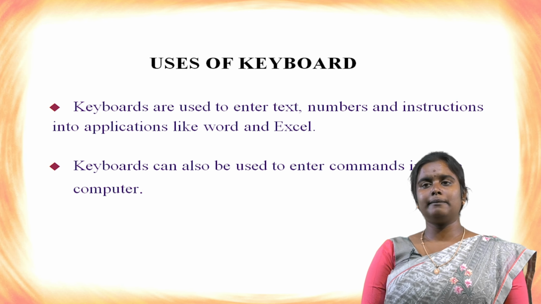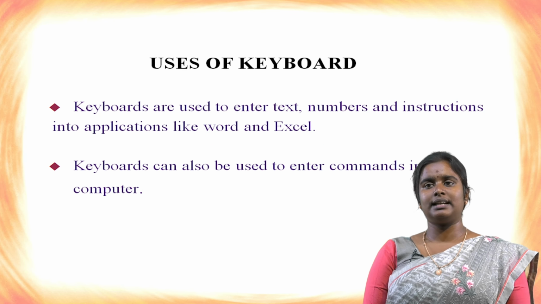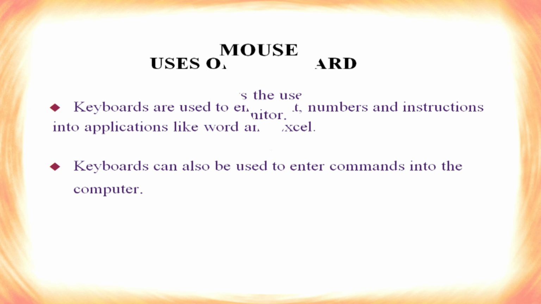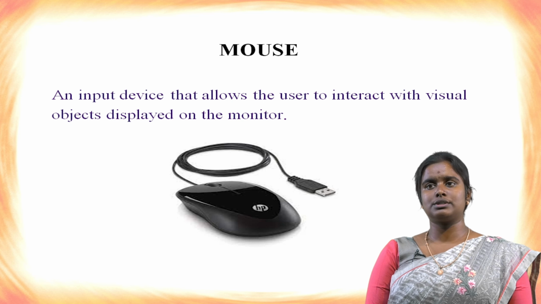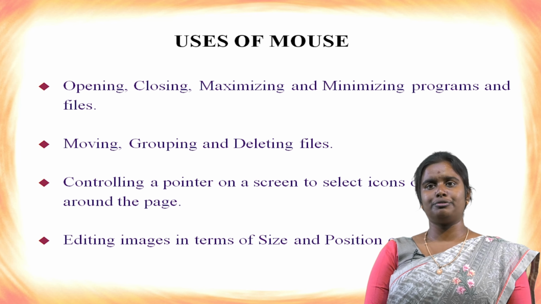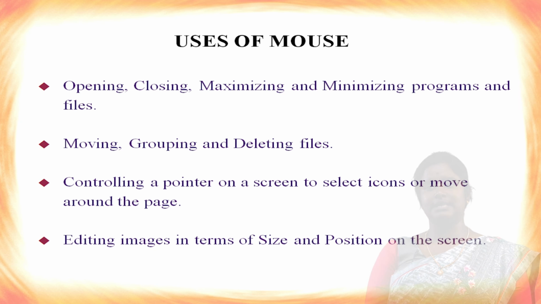Uses of keyboard. Keyboards are used to enter text, numbers and instructions into applications like Word or Excel. Keyboards can also be used to enter commands into the computer. Mouse, an input device that allows the user to interact with visual objects displayed on the monitor. Uses of mouse: opening, closing, maximizing and minimizing programs and files; moving, grouping, deleting files; controlling a pointer on a screen to select icons or move around the page; editing images in terms of size and position on the screen.